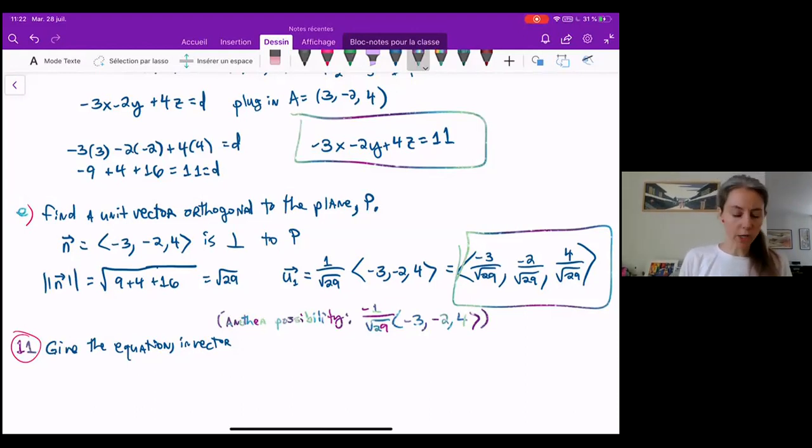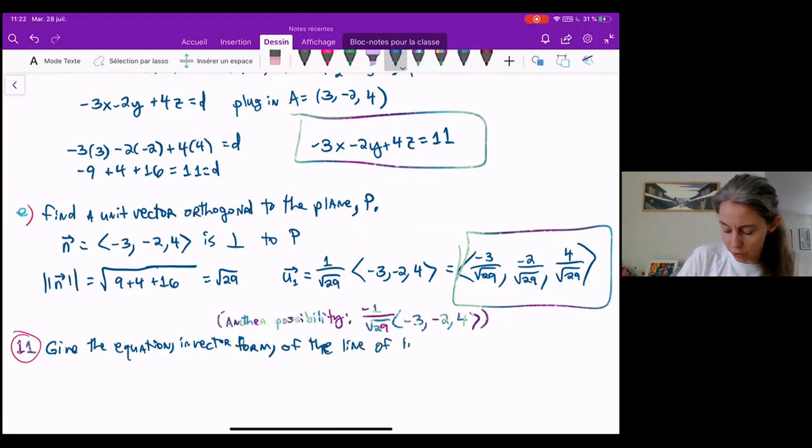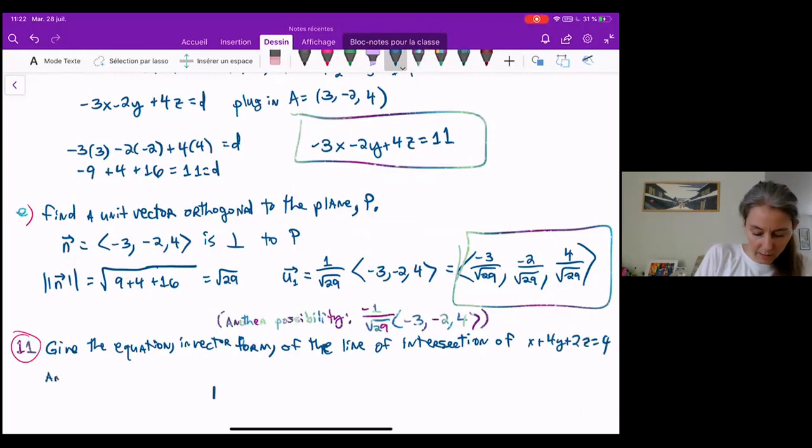Okay, give the equation in vector form of the intersection of these two planes. In vector form, of the line of intersection of x plus 4y plus 2z is equal to 4 and 3x plus 13y plus 5z is equal to 10.